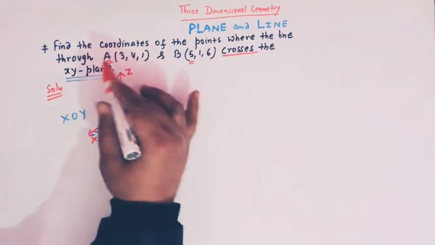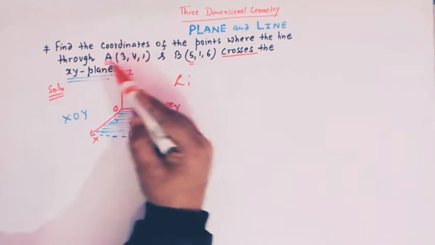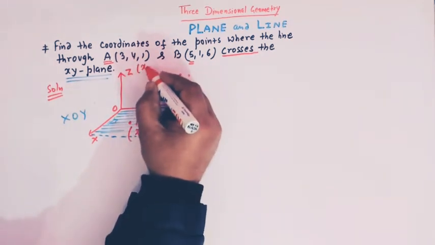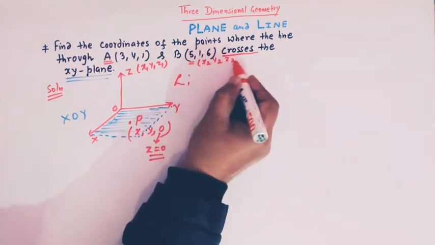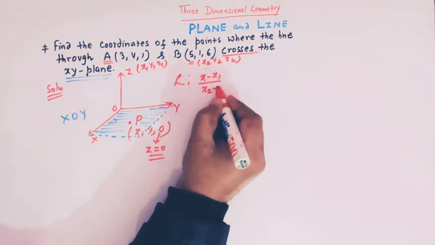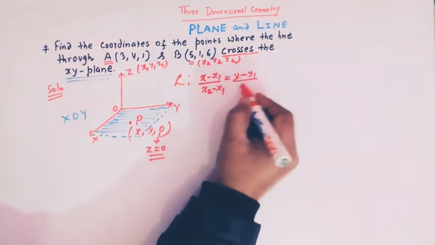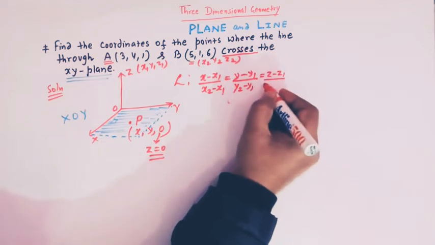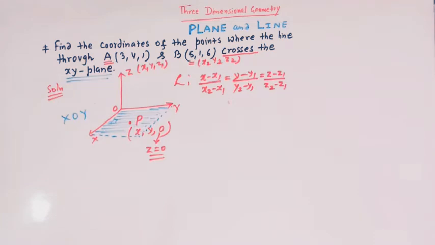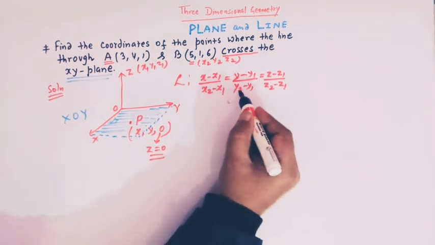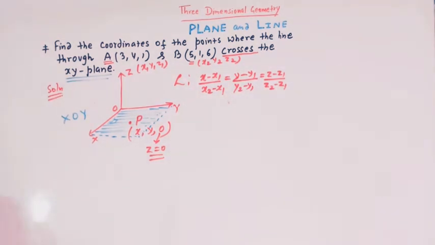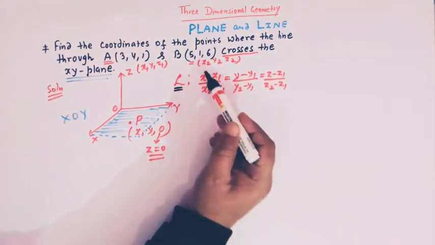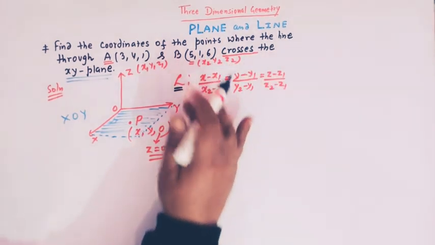So let us start. Here we have a line which is passing through these two points, and we know that the standard equation of a line which passes through two points, say (x1, y1, z1) and (x2, y2, z2), is given by (x minus x1) over (x2 minus x1), (y minus y1) over (y2 minus y1), and (z minus z1) over (z2 minus z1). These quantities, x2 minus x1, y2 minus y1, and z2 minus z1, are the direction ratios of the line L. Now taking (x1, y1, z1) as (3, 4, 1) and (x2, y2, z2) as (5, 1, 6), let us write the equation of the line.